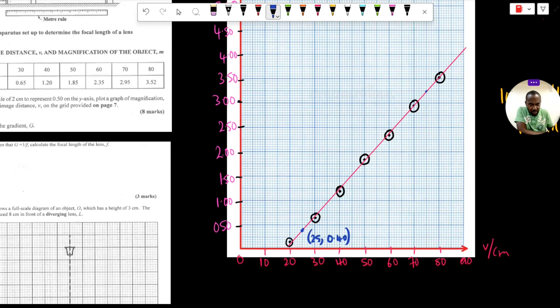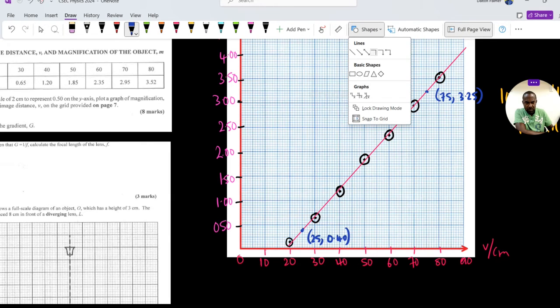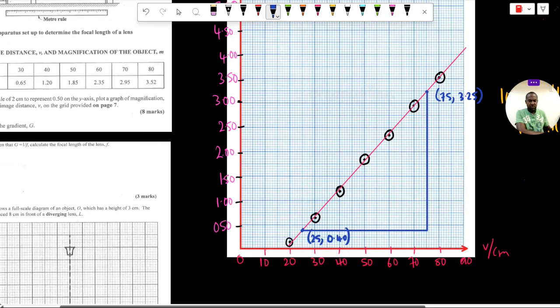And I can use this one right here. It's a nice point. This one is exactly between 70 and 80. So this would be 75, and the y coordinate is exactly between 3.00 and 3.50. So this is 3.25. And of course, we could draw our little triangle, right? So let's draw our triangle. All right, so there we have our triangle.